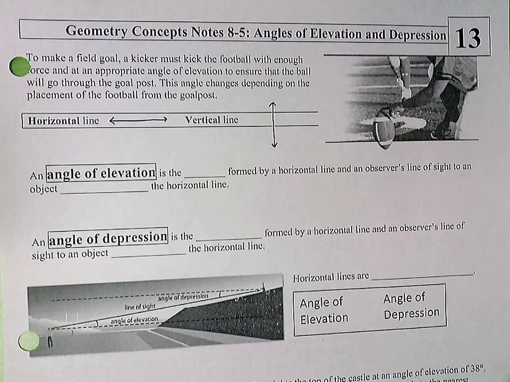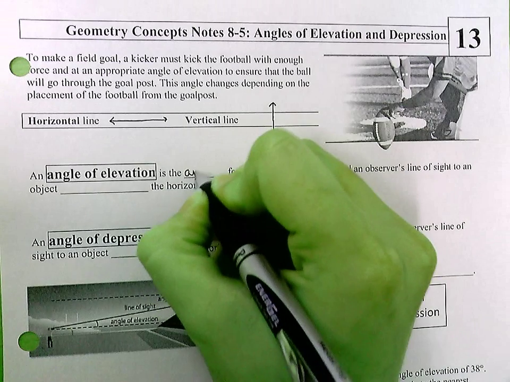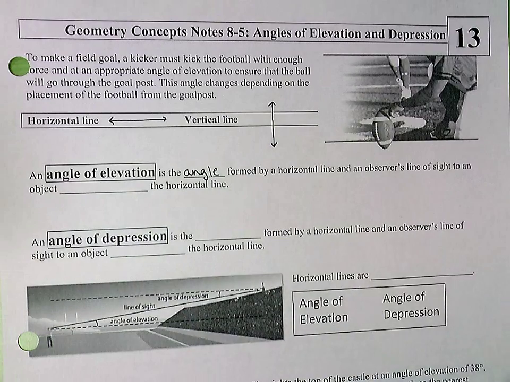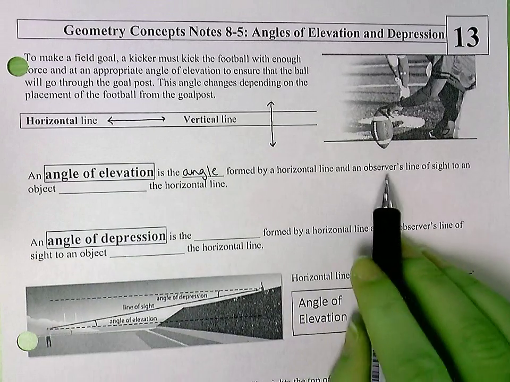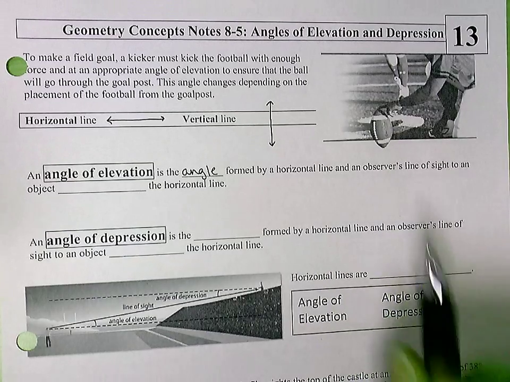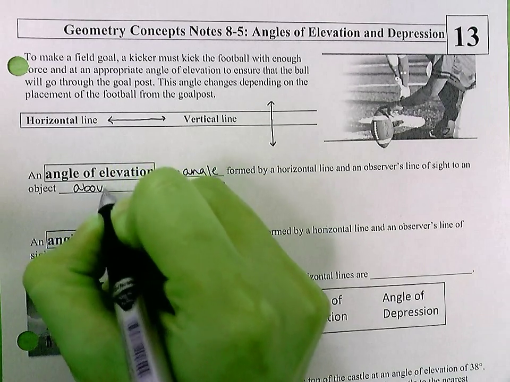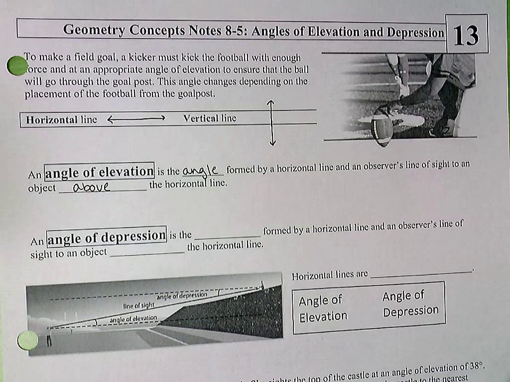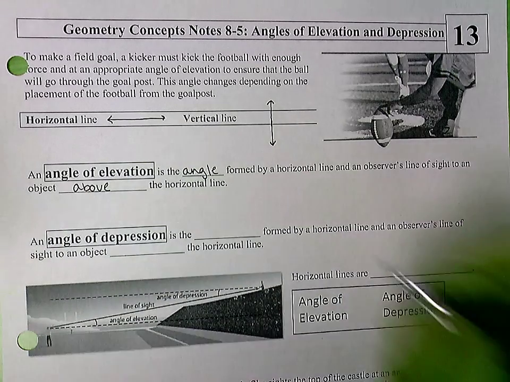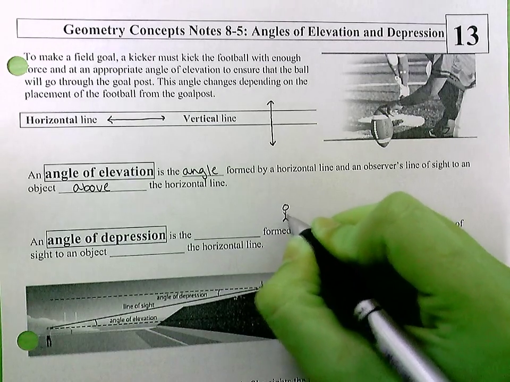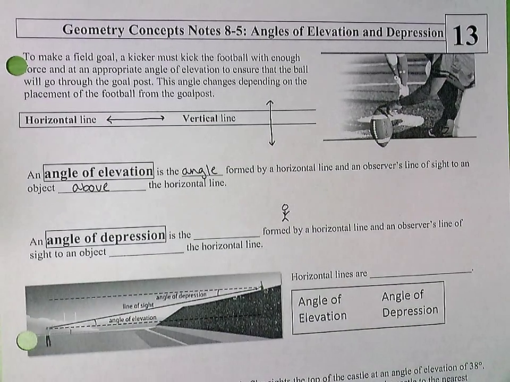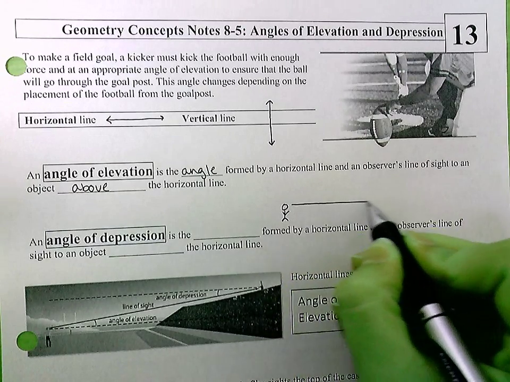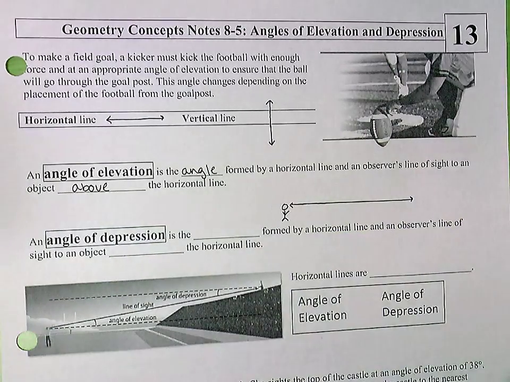So an angle of elevation is the angle formed by a horizontal line and an observer's line of sight to an object above the horizontal line. So if I have an observer, or this person here, this person's line of sight is your horizontal. So you'd have this line of sight horizontal from where they're looking.